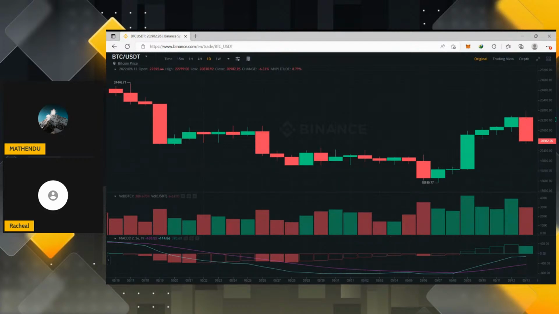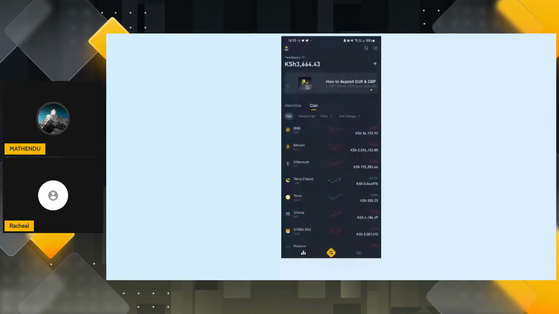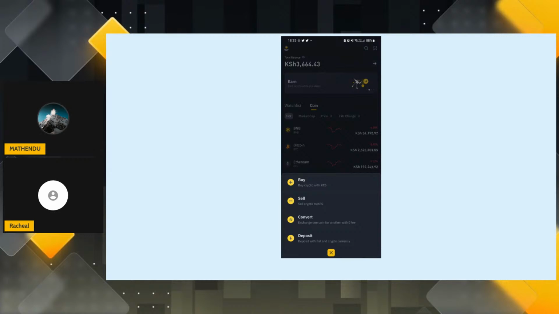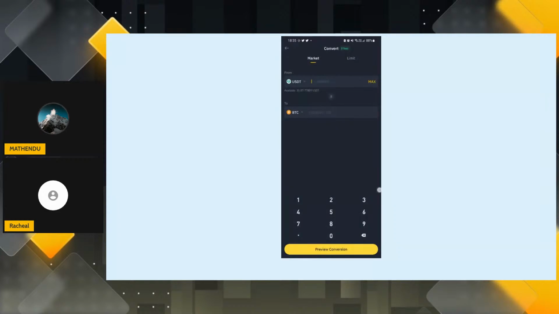I believe now we can also show how the mobile interface looks, because whenever you're using Binance, the mobile interface may be a bit different. So this is how it looks for those who are on Binance Lite. The convert feature is located in the middle, and you can click on this convert option.